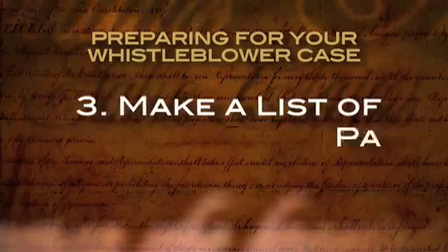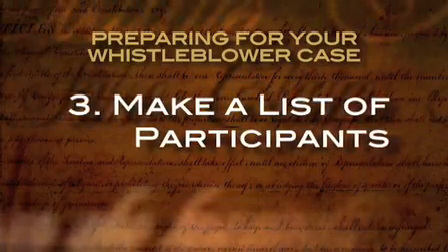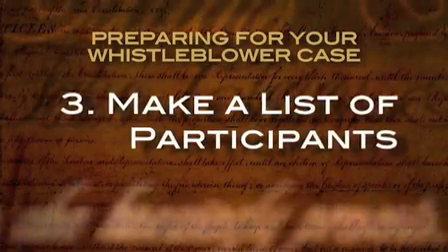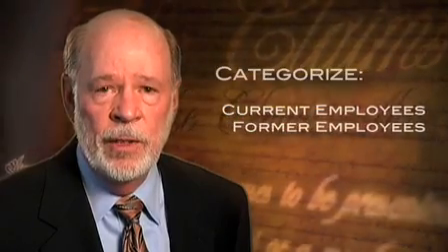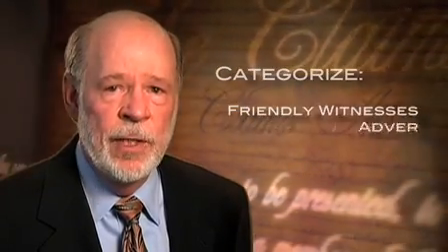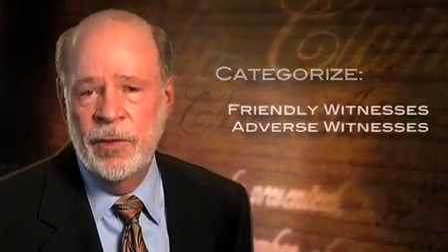3. Make a list of supervisors and anyone else who participated or may have information about the fraud. List everyone who is involved in the fraud. We need to know their names, their positions, and the knowledge that they have or what acts they actually committed. It's very important to know whether they are current employees or former employees, and also whether they're going to be friendly to our position or adverse witnesses to our position.